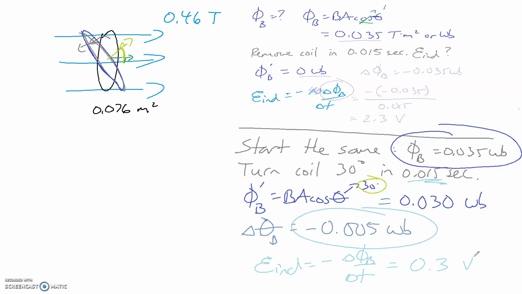Okay, so again, it's all about find one flux, find the other flux, find the difference, divide by the time, and you're good to go. Okay, all right, so there's one example right there. So let's try something else.